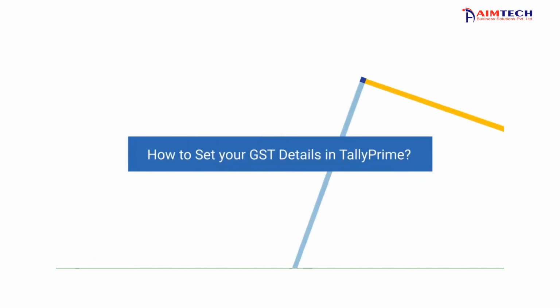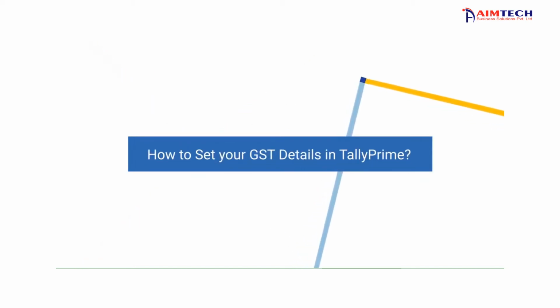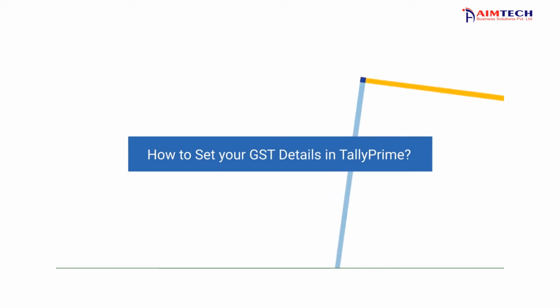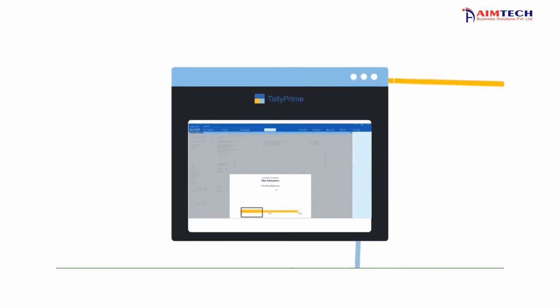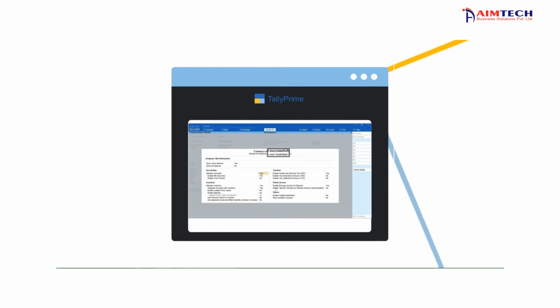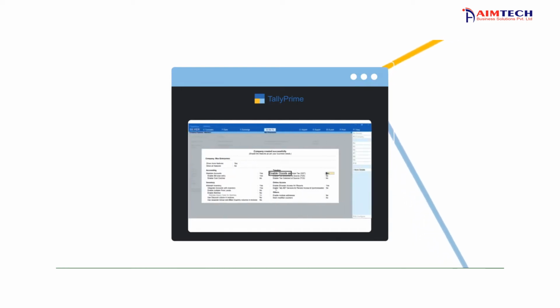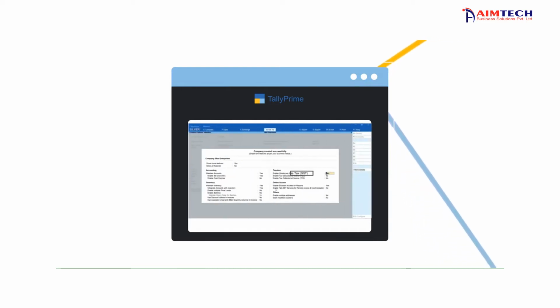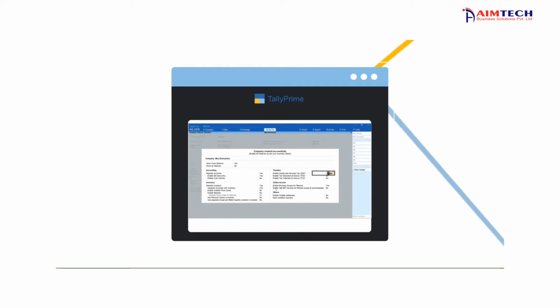In this session, you will learn how to set your GST details in Tally Prime. In Tally Prime, as soon as the company is created by you, the GST feature gets enabled by default and allows you to set the GST details in the Features page. In case you miss setting the details, there are multiple ways in which you can do it.